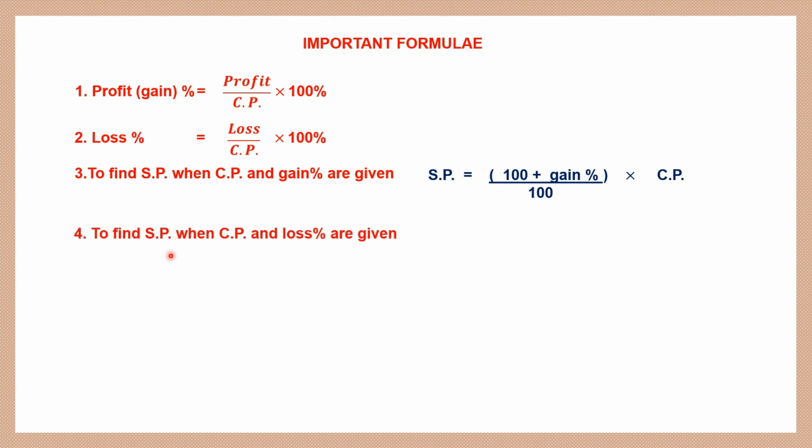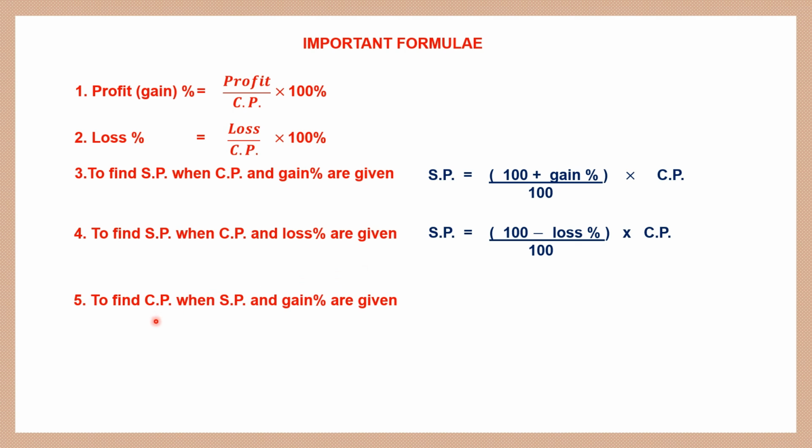Now, to find selling price when cost price and loss percent are given, here it is gain percent, here loss percent, how do we find the selling price? Same way we say selling price is equal to 100, now here because it's loss we say minus the loss percent, by 100 into cost price. This is to find selling price.